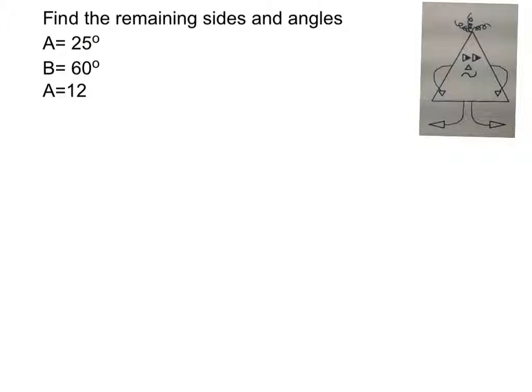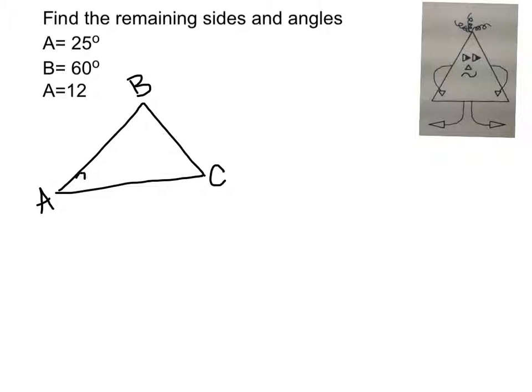We need to find the remaining sides and angles. So the first thing I'm going to do is draw this out and label A, B, C. Those are my angles. I know angle A is 25, angle B is 60, and side a, lowercase, is across from angle A, which is 12.